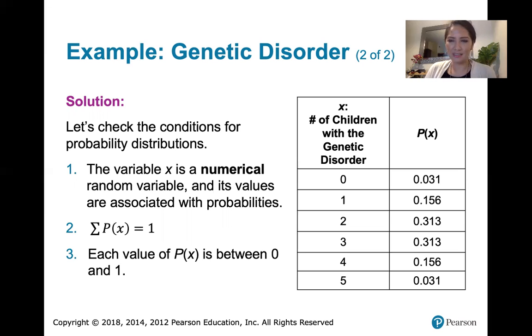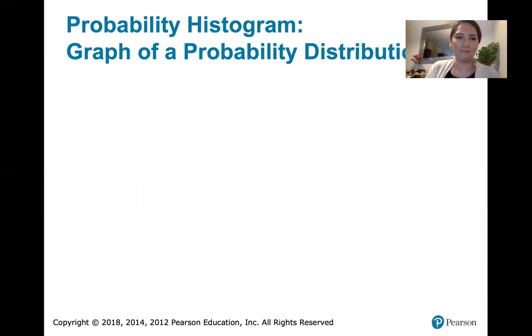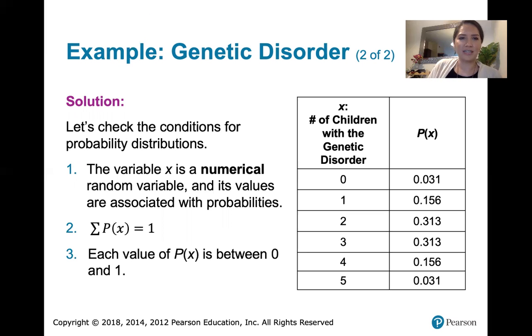All the values in that probability column have to be between 0 and 1 inclusive, and they are. So this is a probability distribution. Oh, I forgot to answer that question about the variable X. Is it a discrete random variable or a continuous random variable?